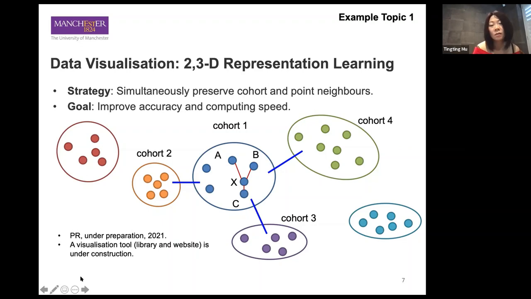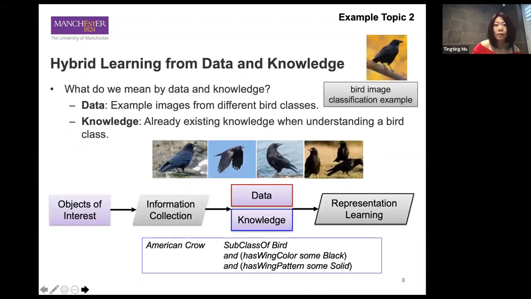The idea is straightforward, but in reality, when you are handling high dimensional data with fairly poor cohort separation, reaching a good preservation accuracy is challenging. There is a trade-off between local preservation accuracy and global preservation accuracy. Also, many algorithms are based on elaborate optimization processes that can affect computing speed. So the goal of algorithm development is to improve accuracy and also speed up the calculation. Currently we're working on a visualization tool, which will include a tutorial website and a visualization library to share our developed algorithm with users.